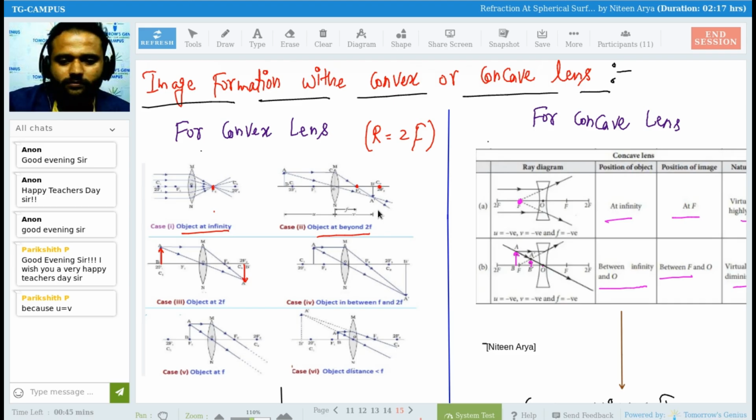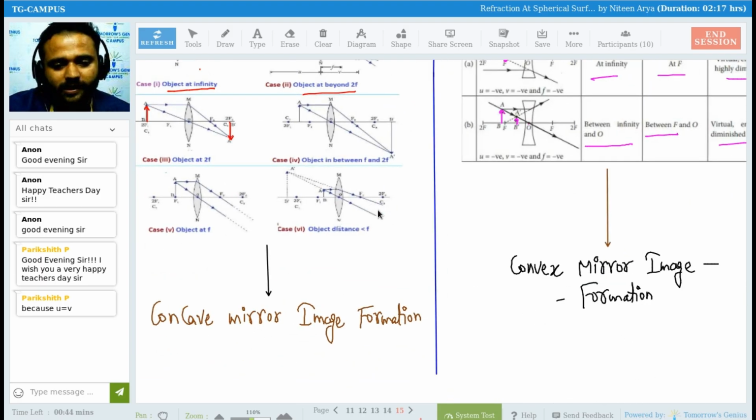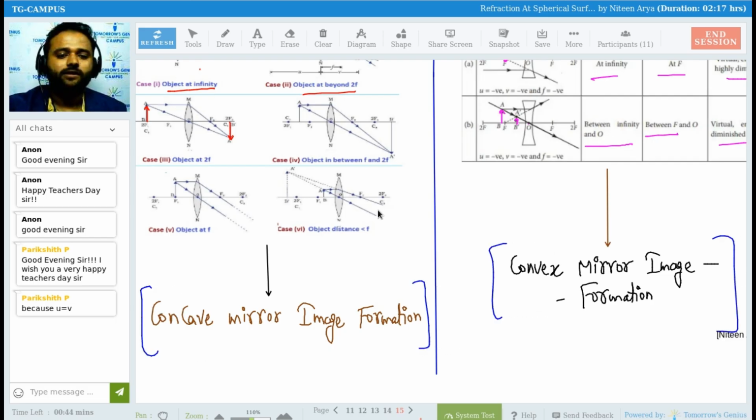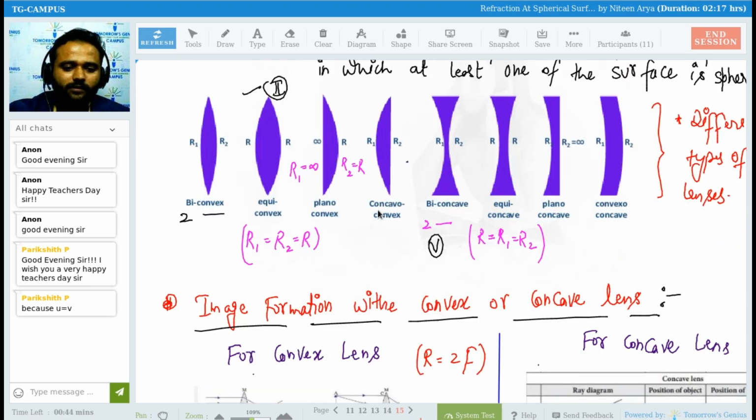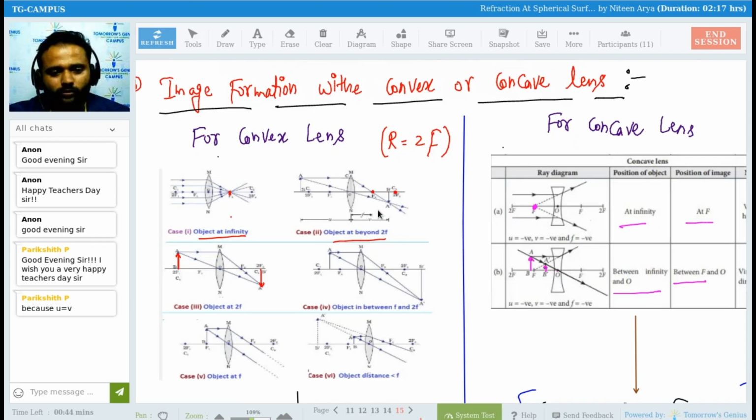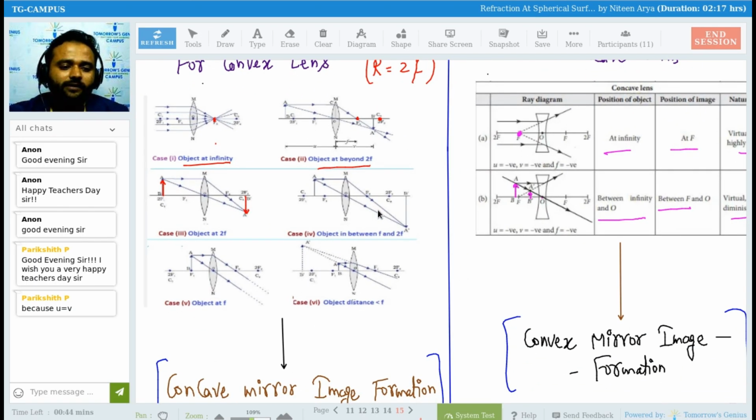Okay. Yeah. So the same cases you are going to find for concave mirror image formation and for convex mirror image formation. So if you know any one case, or you can say for lens, you can automatically get it done for mirror. If you know it for the mirror, you can already get it done for lenses. Is this clear, everyone? I'm not going to draw, not even going to remind you what is the case for mirror. Go and check and revise yourself.